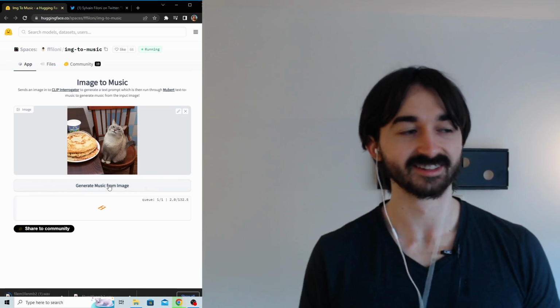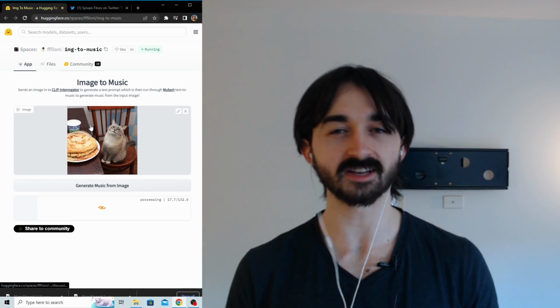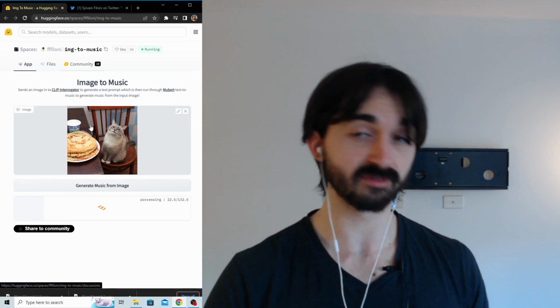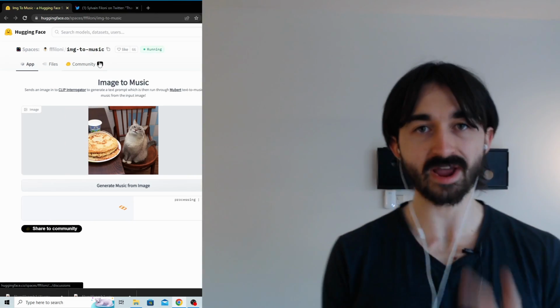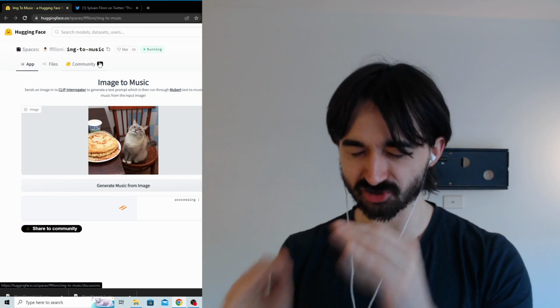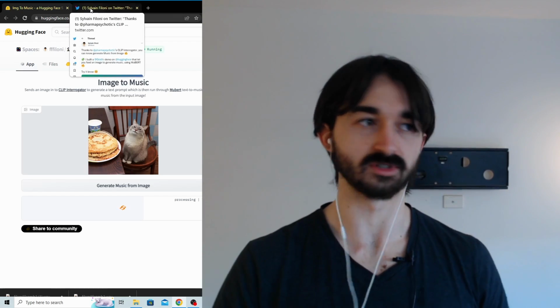Same image, two very different songs. Whatever process is happening here, it doesn't look like it's deterministic. But for fairness, let's just do it a third time and see what results we get. And while we're waiting for that third fat track to drop, let's talk about the process behind all of this, what's going on in the background.